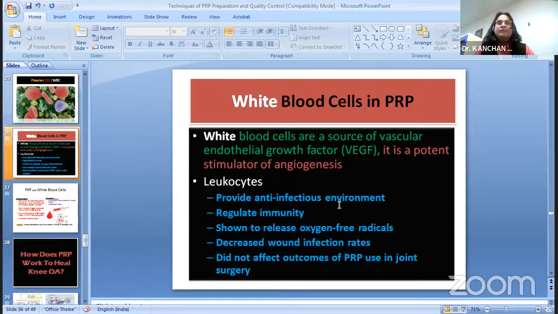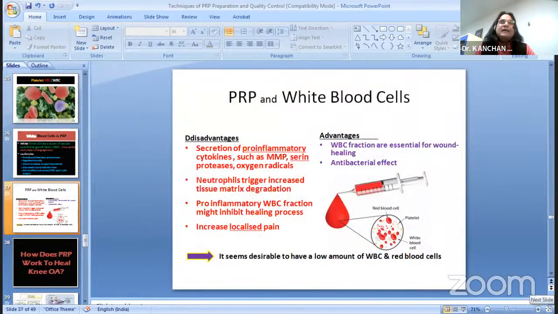But it also depends on where you are going to use it. If you want leukocytes, you can make leukocyte-rich PRP or leukocyte-poor PRP. It depends upon the choice. But again, what are the advantages and disadvantages? If white blood cells are much more, the disadvantage is secretion of pro-inflammatory cytokines such as MMP, serine protease, and oxygen radicals. Neutrophils trigger increased tissue matrix degradation. The pro-inflammatory WBC fraction might inhibit the healing process, and maximum white blood cells also increase localized pain.